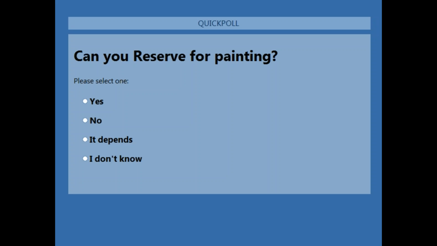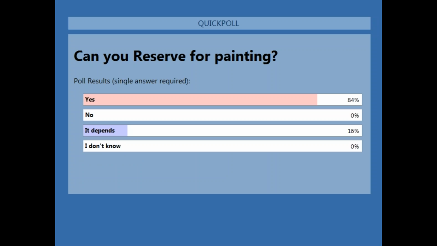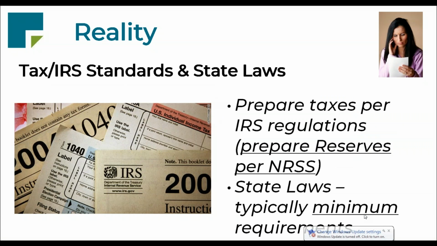All right. Elon, it looks like people are saying that... oh, yes, wow. 84% say yes, 16% say it depends. Okay. Yeah, those are good answers. Elon, great answer. 10 years ago or so, it would have been just the opposite. So people are starting to get on track with this. Okay, perfect. So going with the 84% here, the answer is you can reserve for painting.